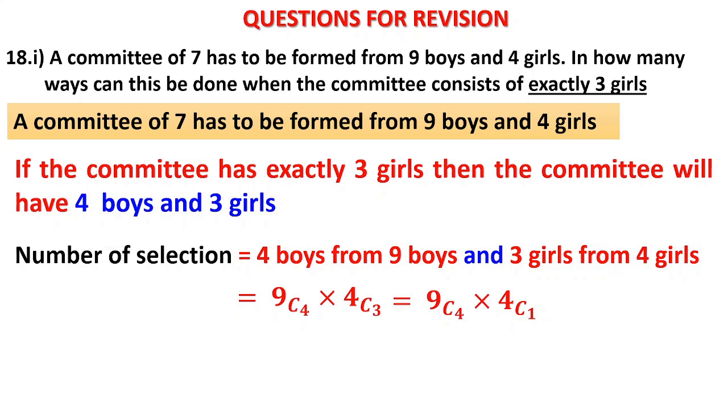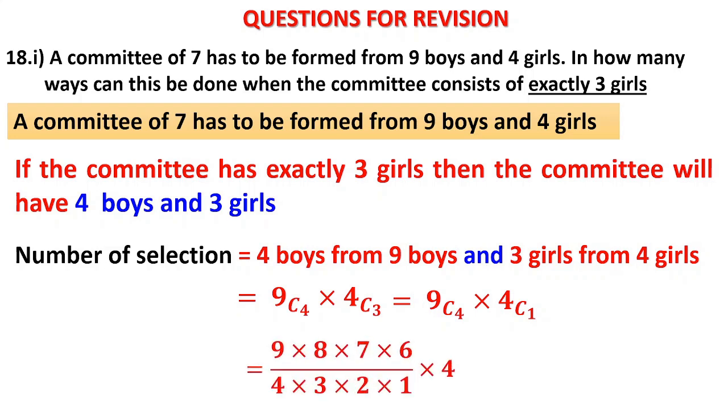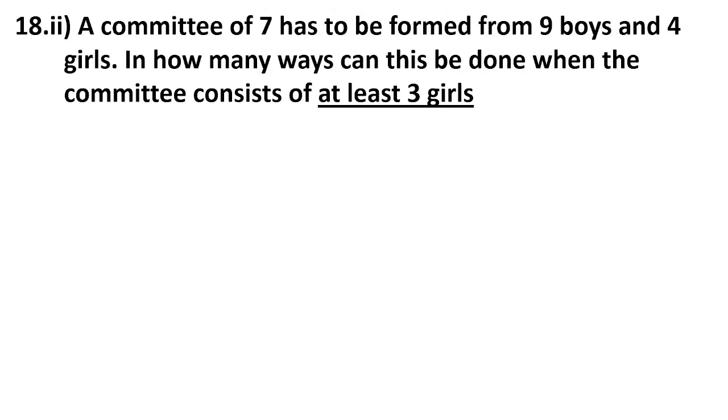4C3 can be taken as 4C1 by making use of the formula nCr is equal to nC(n minus r). Therefore, I am substituting the values. The answer is 504. Let us go to the second subdivision.